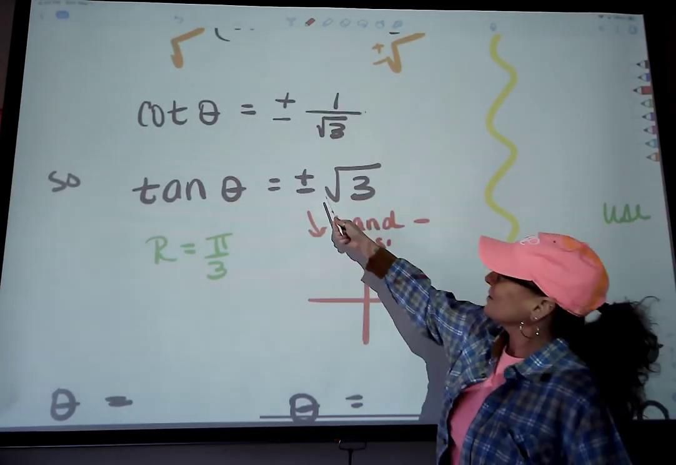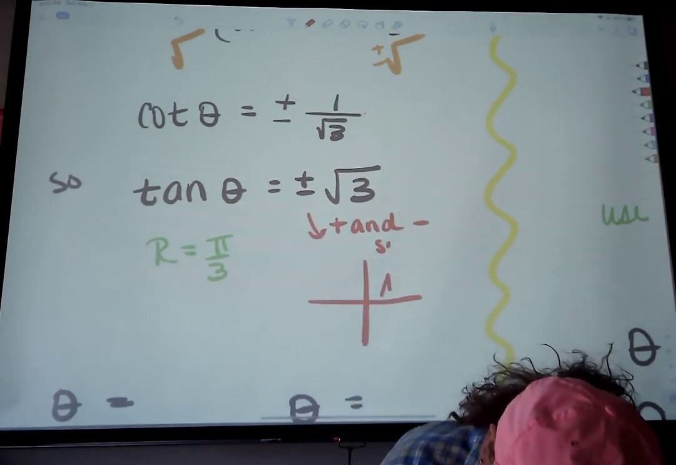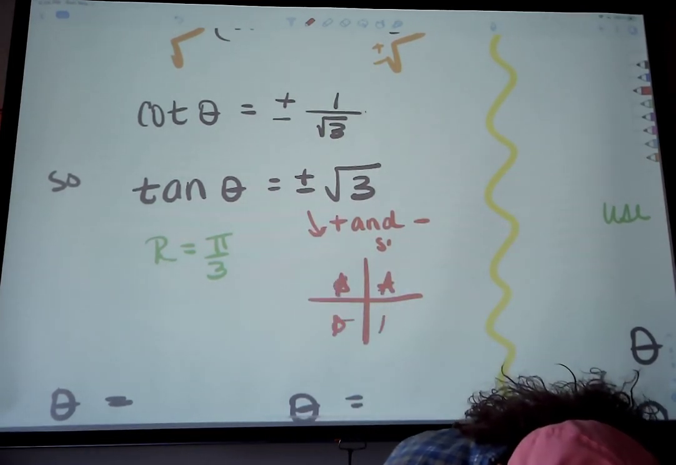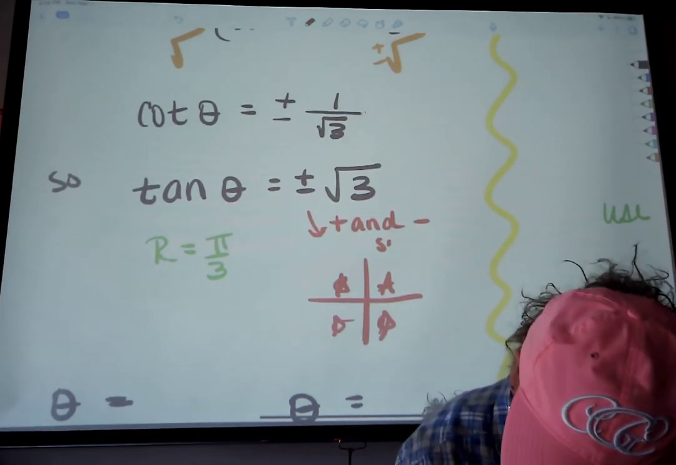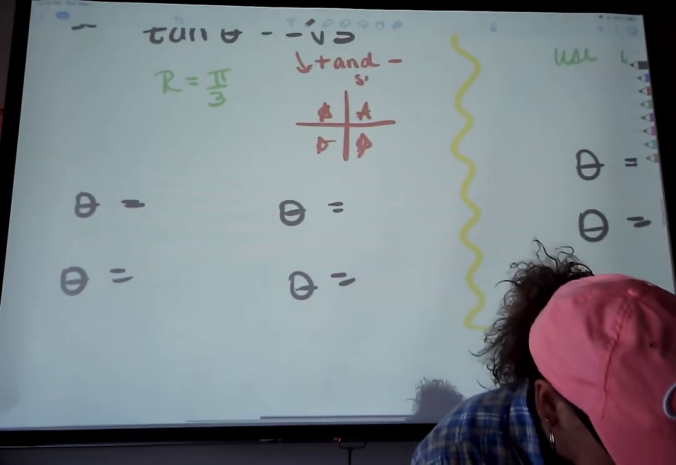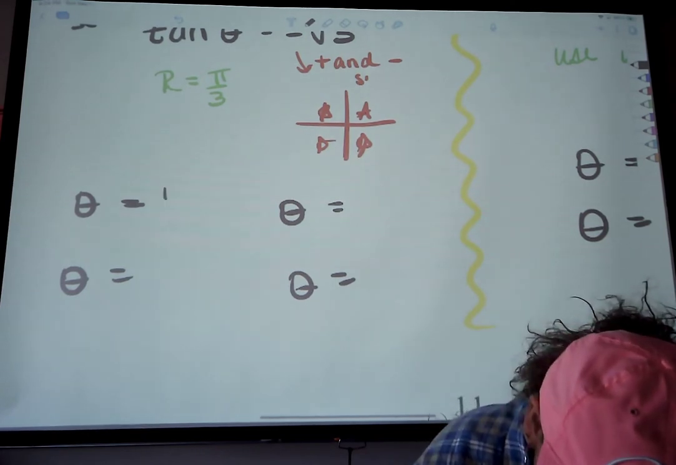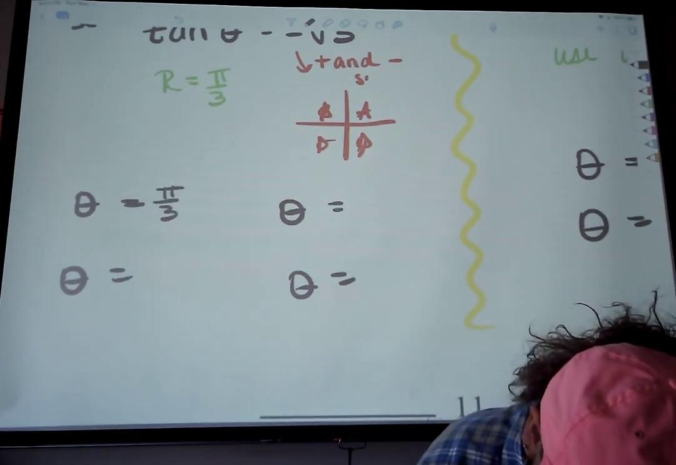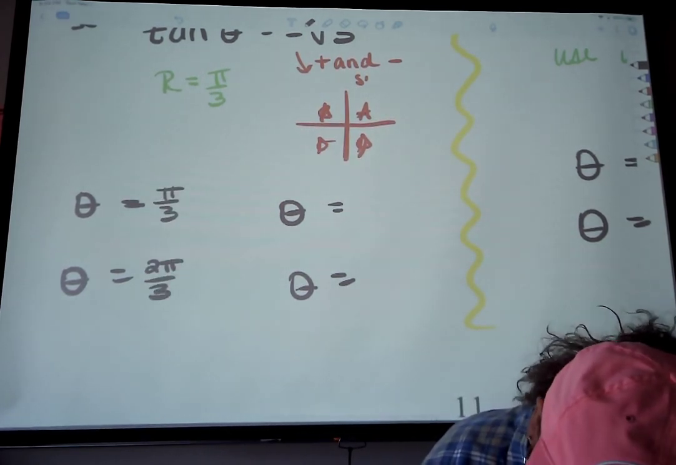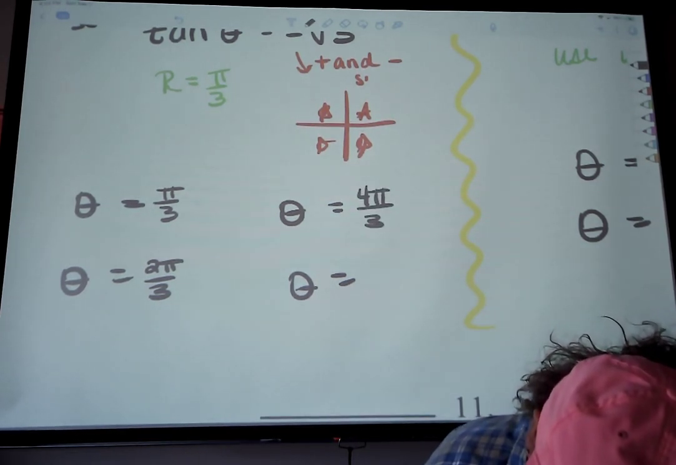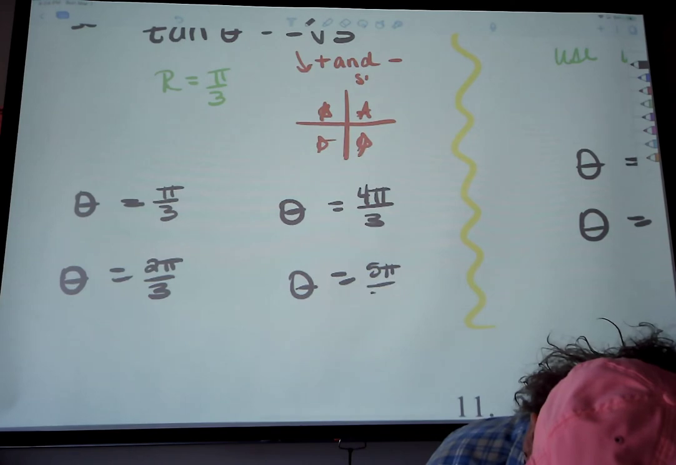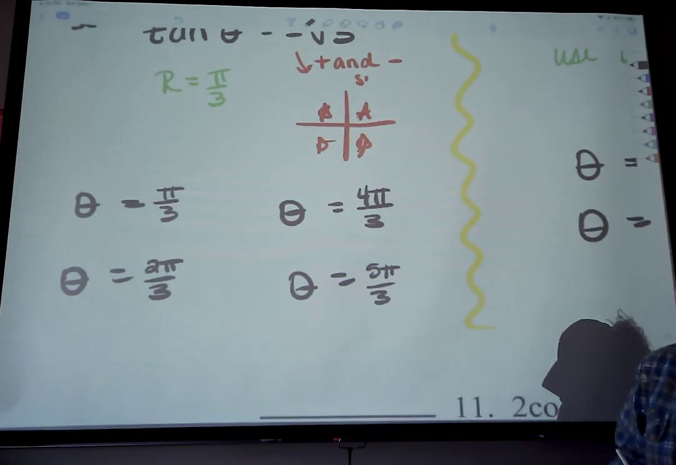My fractions are both positive and negative, so here. All those places. Pi over 3. So I've got quadrant 1, quadrant 2, quadrant 3, quadrant 4.